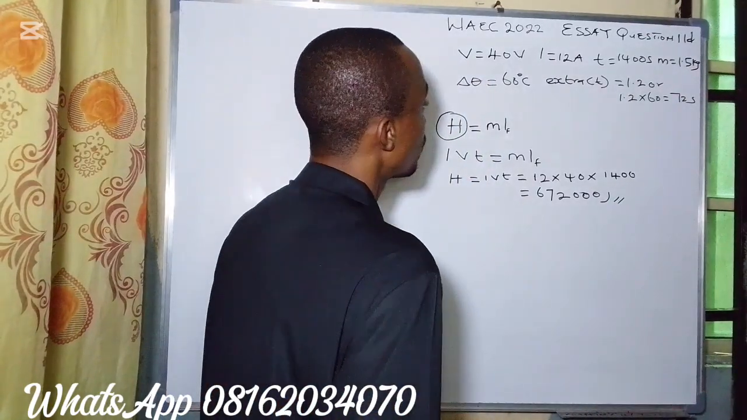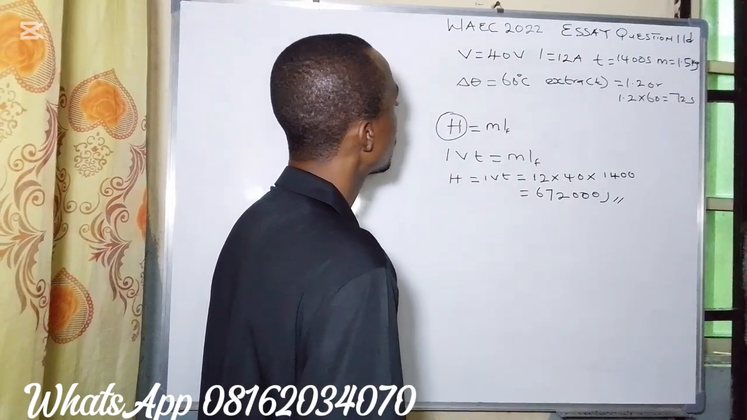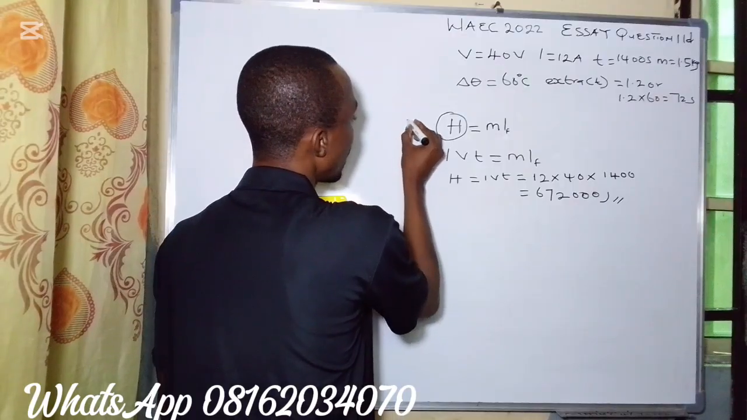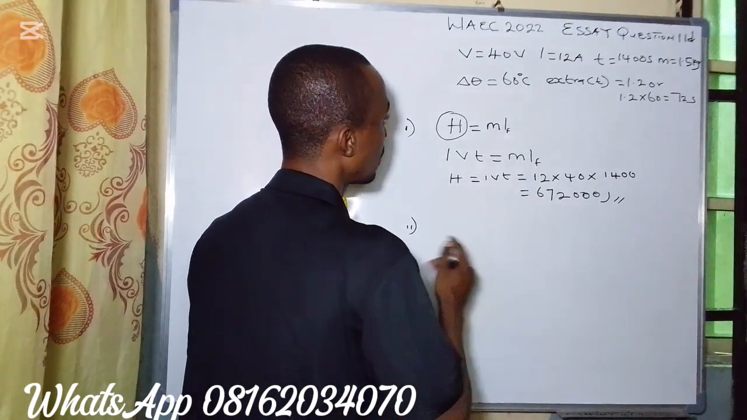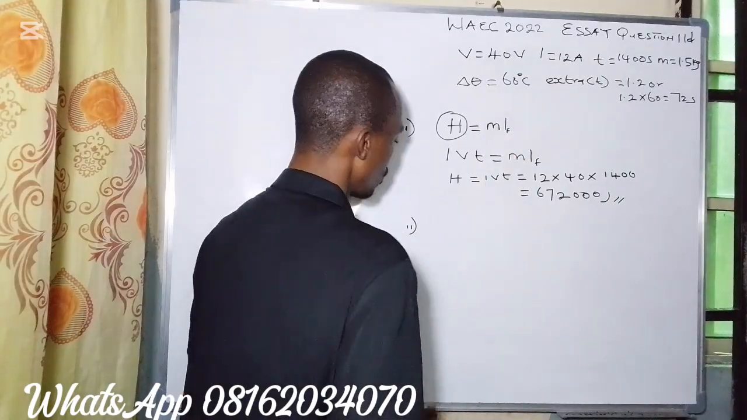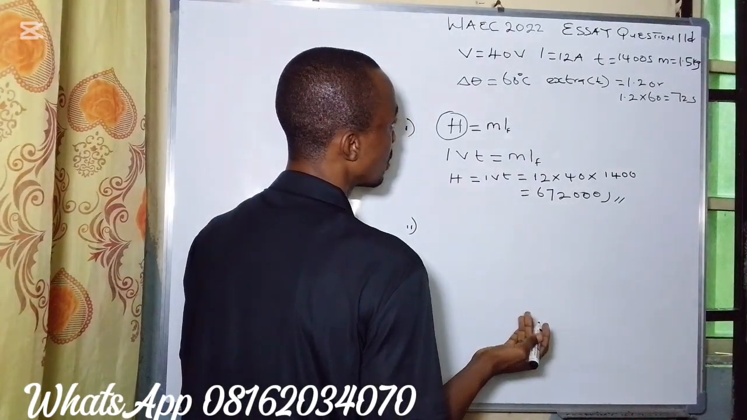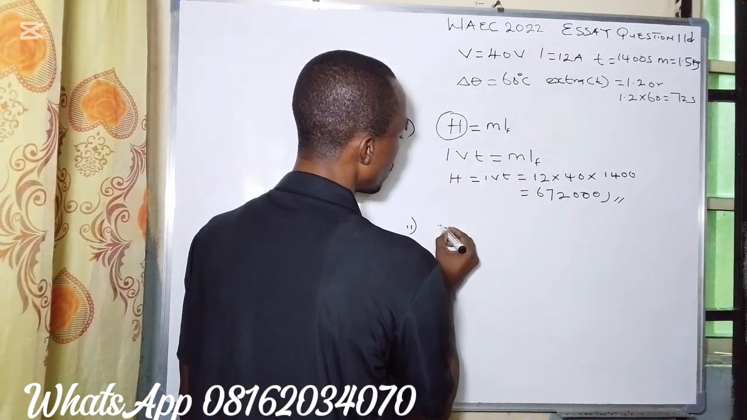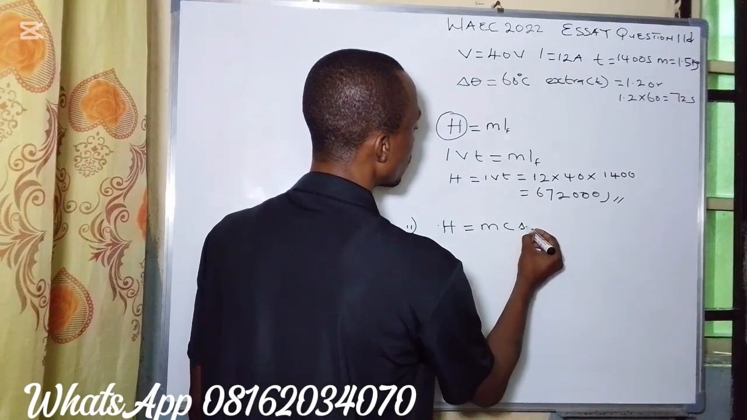So the next question is to find the specific heat capacity, right? Let's do that. If we want to find that, it means that the ice melted and then there was a temperature increase. So that means we're dealing with water, or liquid. So the heat will be equal to MC, change in temperature.